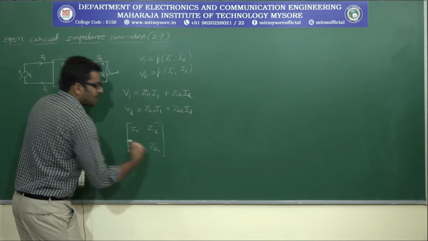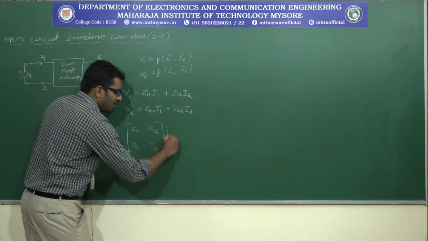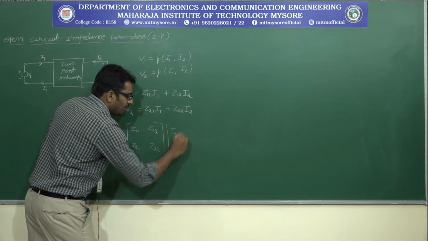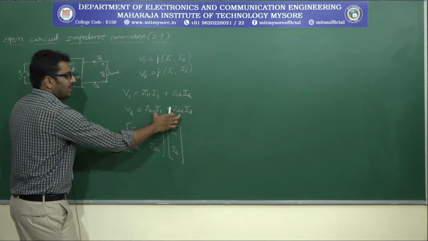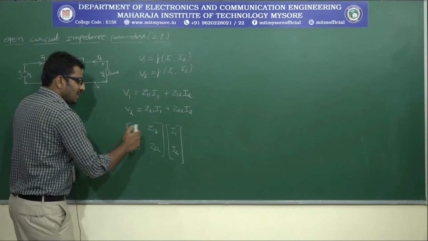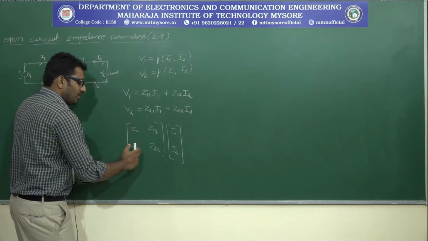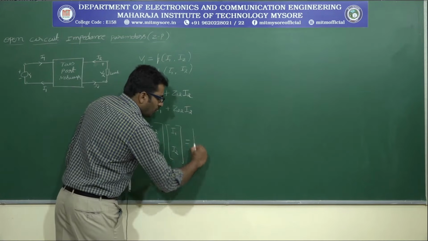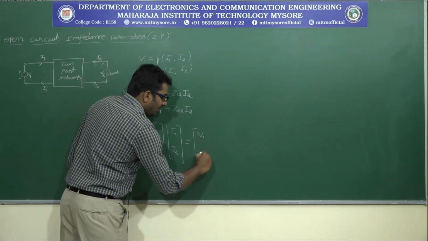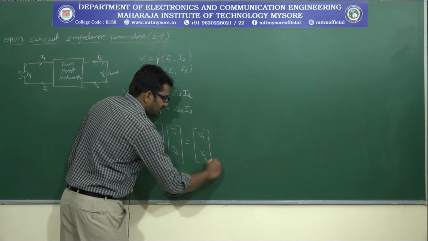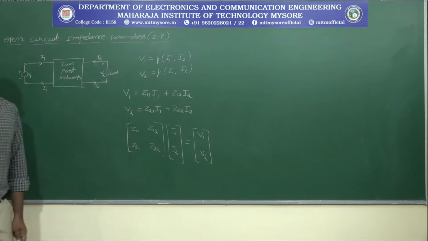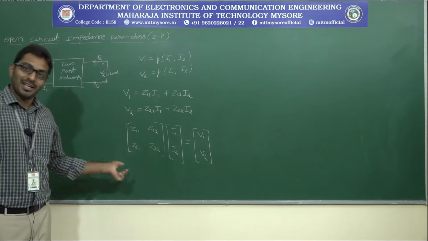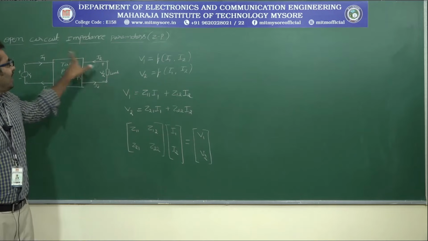Z22. This matrix is multiplying with the variables. What are the variables? I1, I2. That is equal to, this equation is in matrix form: Z11, Z12, Z21, Z22 multiplied with I1, I2, that is equal to voltages V1, V2. Is that clear? Now, these are the 4 different parameters of, what is that?